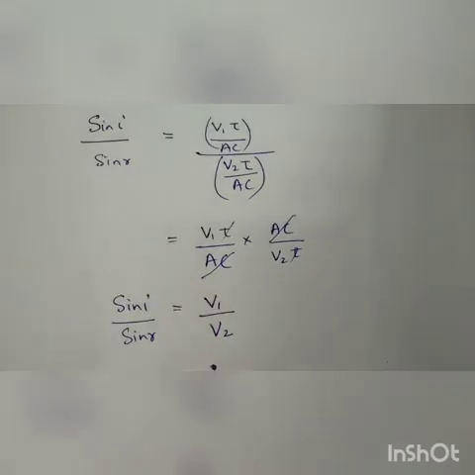What is our aim? Our aim is to prove that sin i by sin r is n, to derive Snell's law. That is what we have to prove: sin i by sin r is equal to n. So what have we got now? Sin i by sin r is equal to v1 by v2.